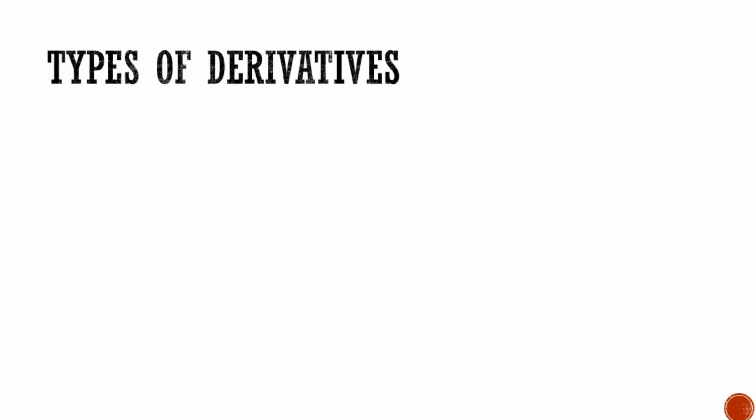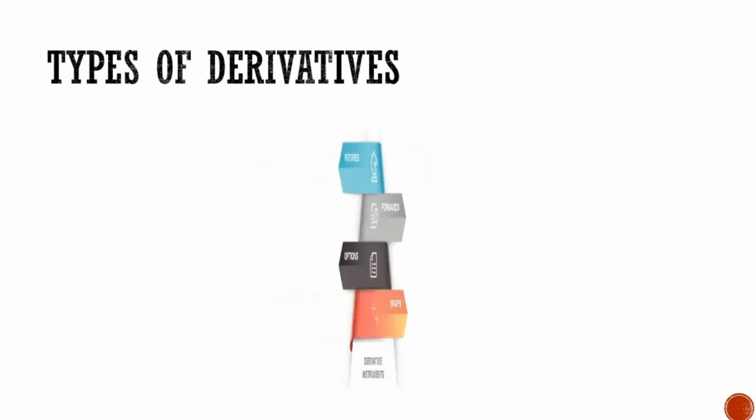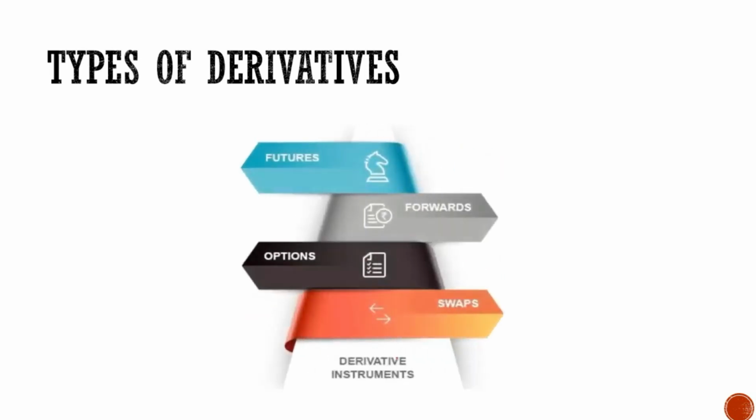Now, let us learn what are the various types of derivatives. Now, in the market, there are various types of derivative available, but among them, these four are the most important ones. Number one is futures, second, forward, third, options, and fourth, the swaps. So these are the four important types of derivatives that we need to learn, which are traded on regular basis in the market.